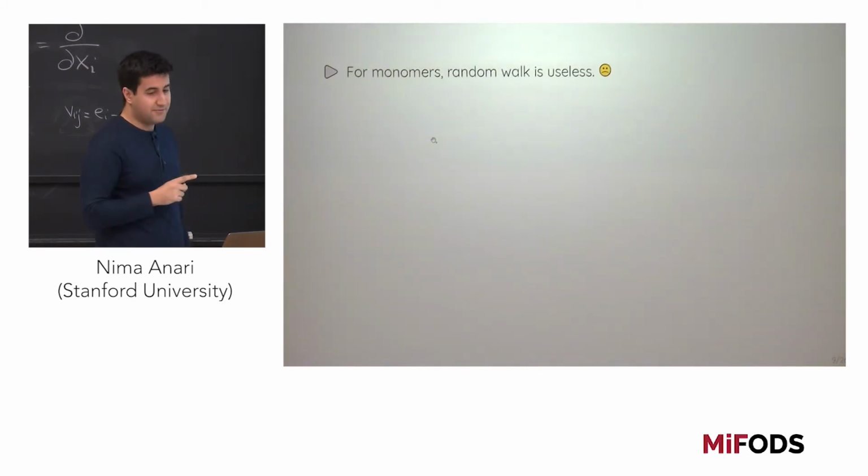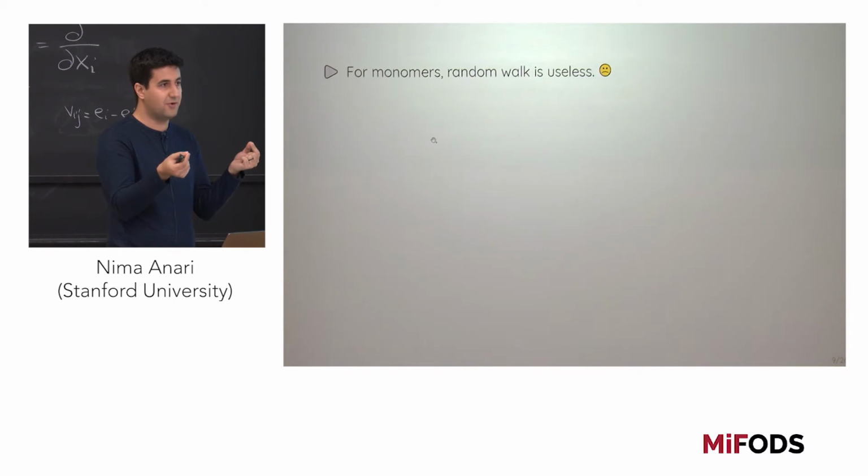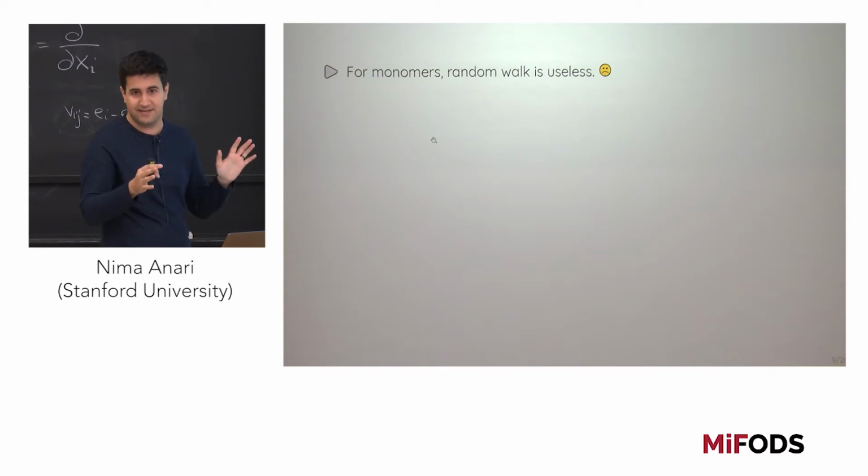Okay, so one caveat with this dynamics is that for monomers, this random walk is useless. Okay, can anybody see why? It's because the parity of the number of monomers is always the same, right? It's always going to be odd or even, depending on whether you have odd or even many vertices in your set, right? So if I start from something and I unmark one vertex, I can only mark it with the same color as before, right?